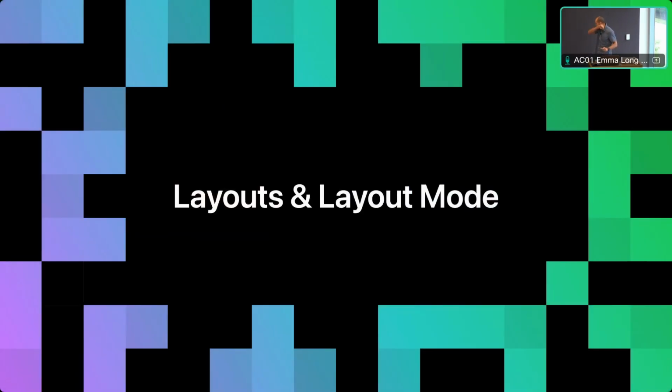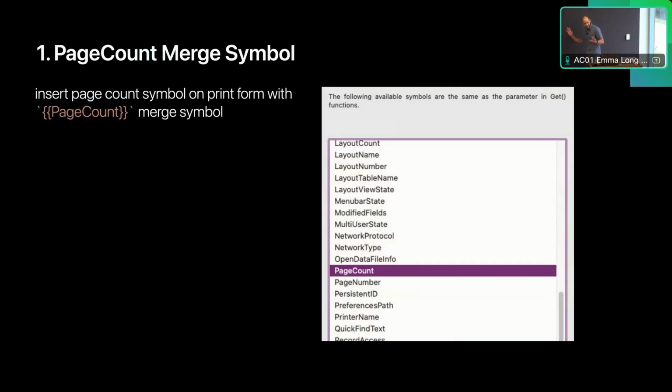So we're going to start with layouts and layout mode. Easy one to begin with. How many of y'all are familiar with merge symbols? Merge symbols are fantastically useful, right? You can start putting them on your layouts right now just by using the double mustache syntax. However, recently we got the page count merge symbol. How many of y'all remember before we had the page count merge symbol and we had to use unstored calcs and things like that, right?